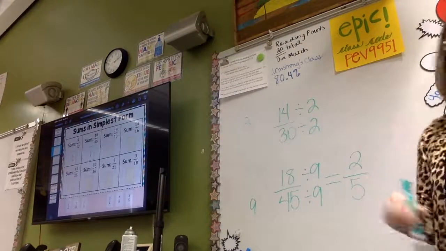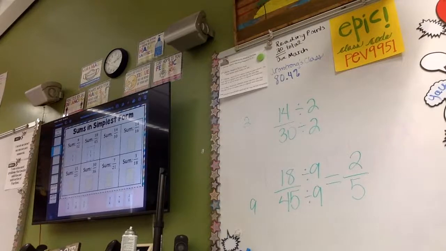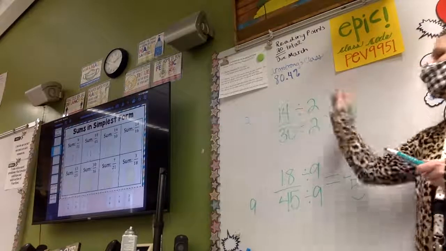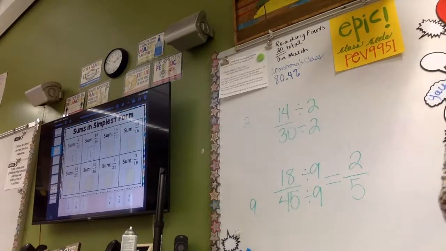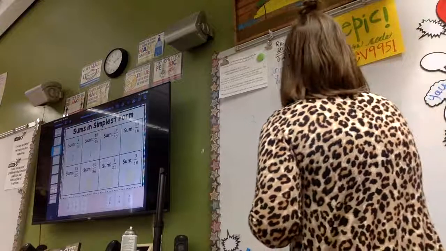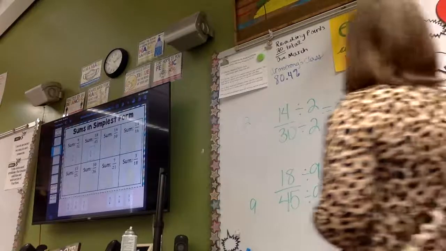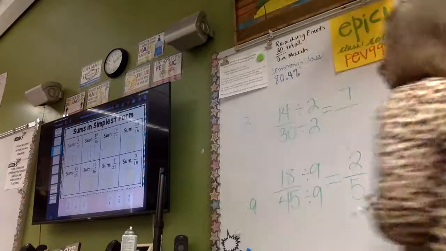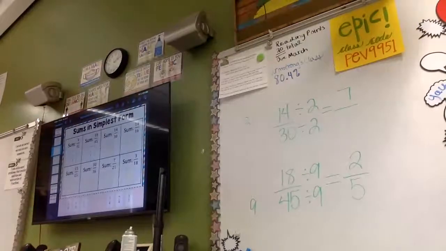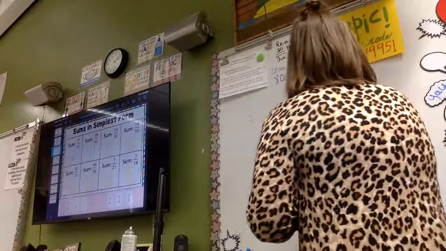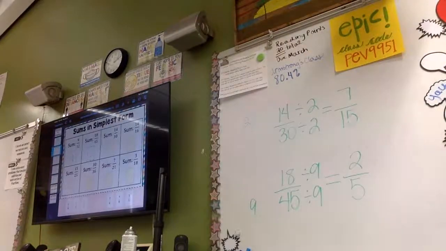Sometimes you may just divide by 2. You may have to do it multiple times, but if both of your numbers are even, you can always divide by 2. Okay? So if we divide by 2, 14 divided by 2 gives me what? 30 divided by 2 gives me what? Will anything else go into those 2 numbers evenly? No. Do we see 7/15 at the bottom? Yeah, it's right here.